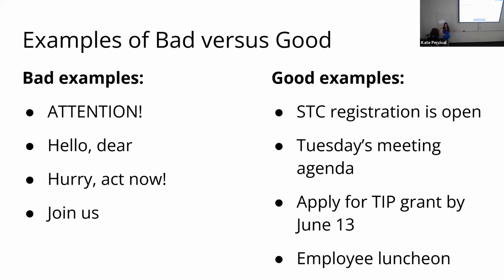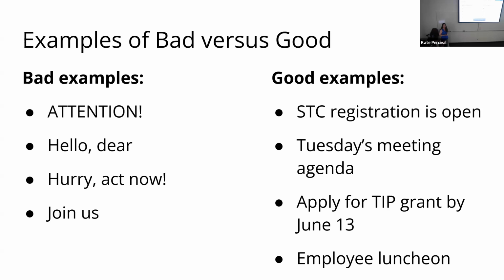The hurry, act now. Again, I'm not a hurry, act now kind of person. So when I get an email that says, hurry, act now, sale ends in three hours, I'm like, nope, don't care, delete. It's not that important to me. And the join us, which is just very vague, very ubiquitous, tells us nothing about what we're going to be opening. So better examples of email titles.